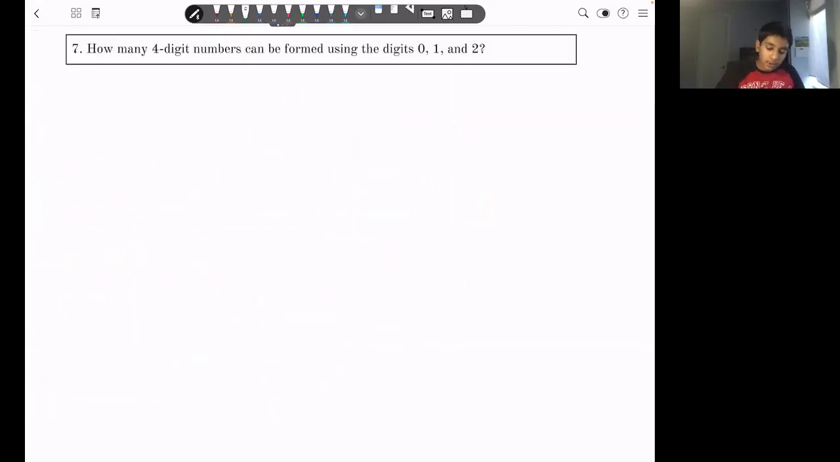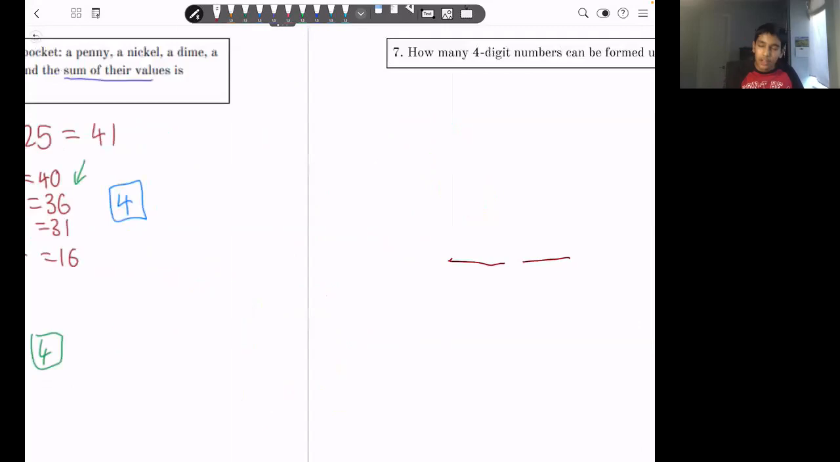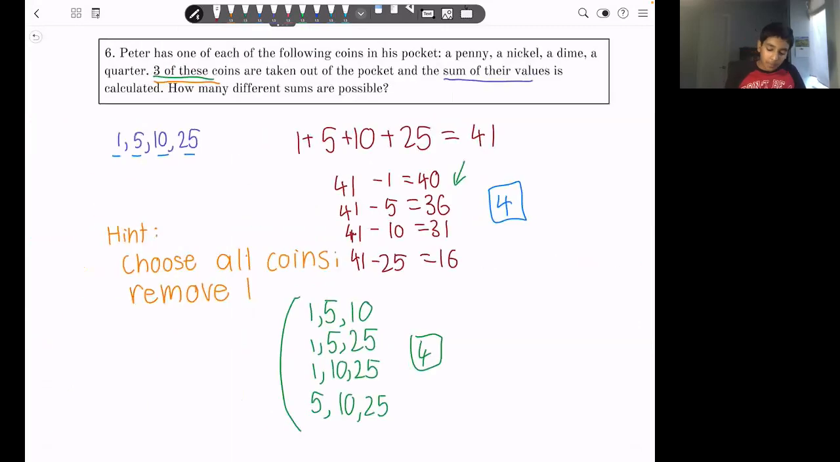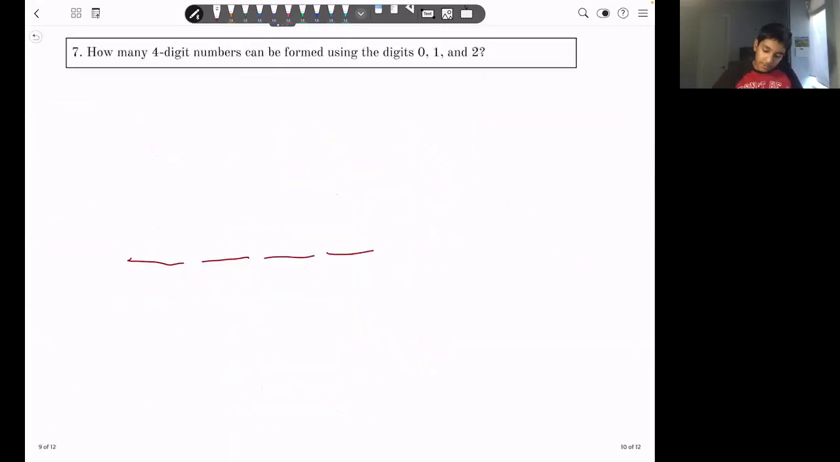So now this is going to be one of the more slick methods. Unlike the other problems, we can't just list out all the possibilities. We're gonna have to use a slots method. How many 4-digit numbers can be formed using the digits 0, 1, and 2? So what can we do first? Let's look at the possibilities for each digit. So they can be 0, 1, or 2.